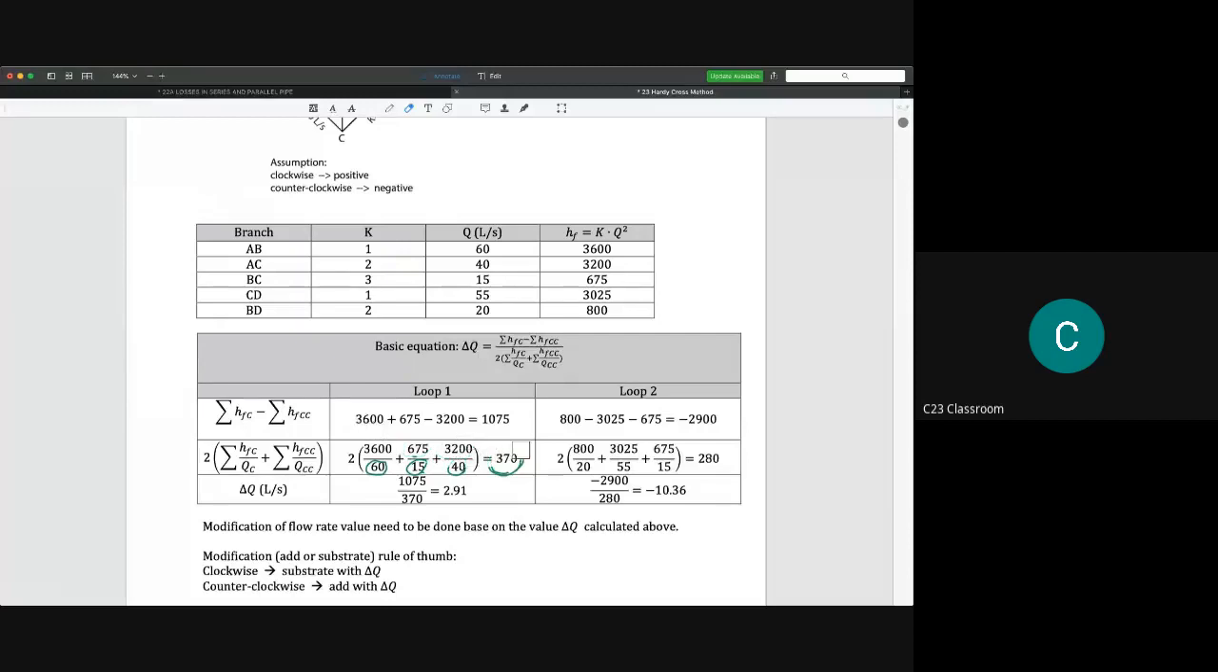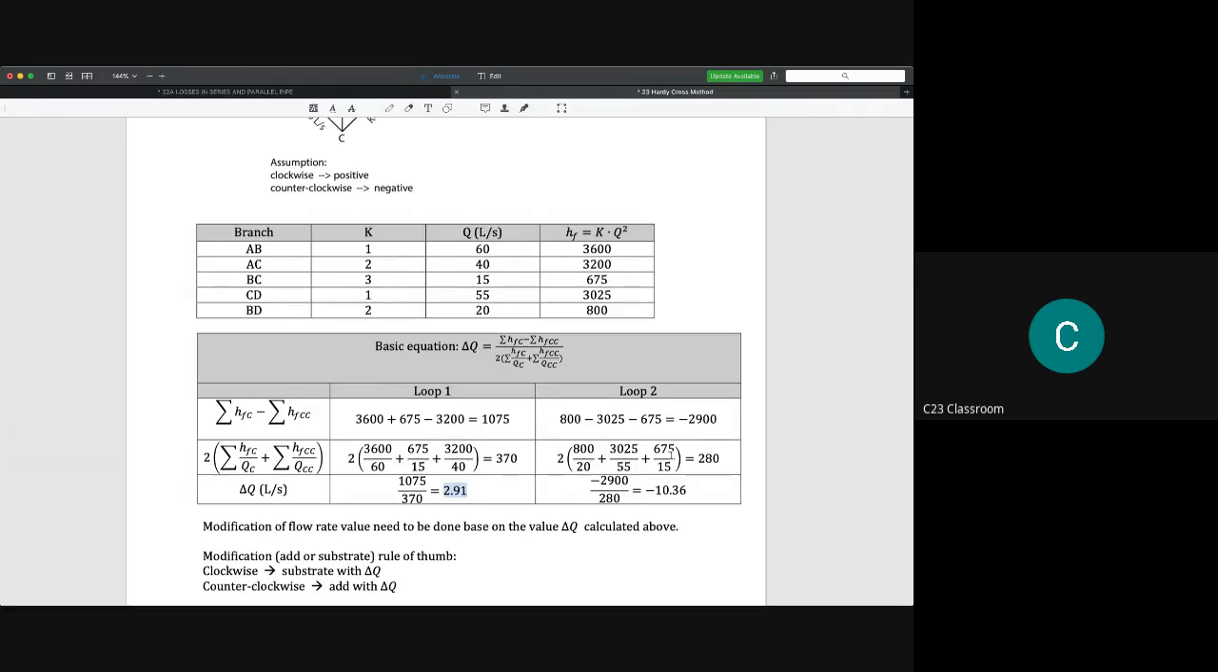Then we need to calculate the delta Q. You divide 1075 by 370 and you get 2.91. The meaning of 2.91 is that delta Q is 2.91 liters per second.